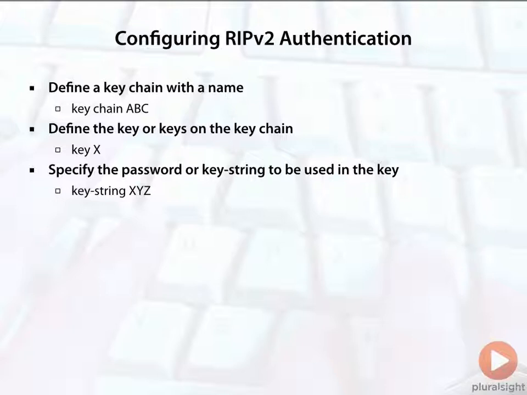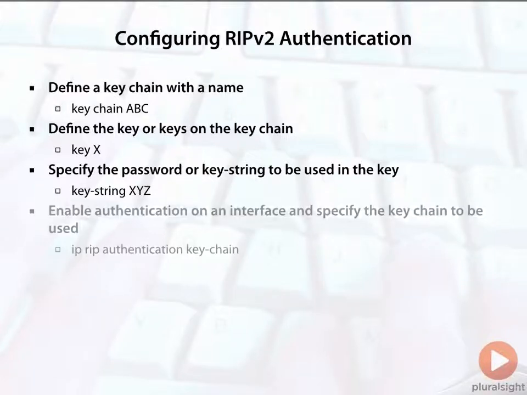Once we've got the keychain with a key ID and a key hooked to that chain, now we need to apply it. So we're going to enable authentication on an interface, and the way that we do that is with RIP authentication and then the keychain. Okay, really simple to do there.